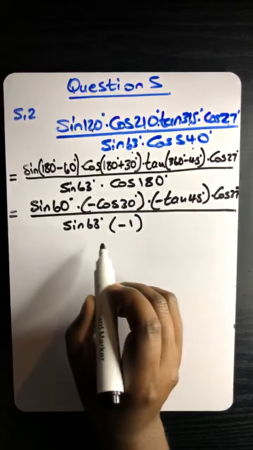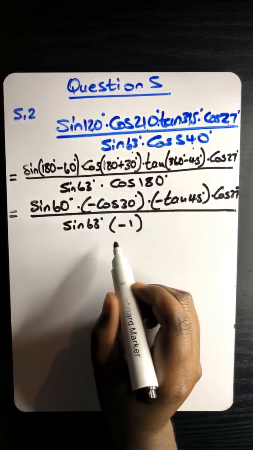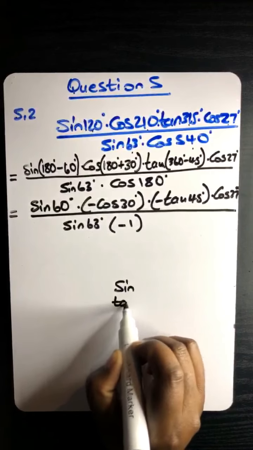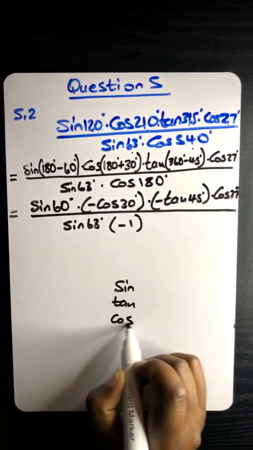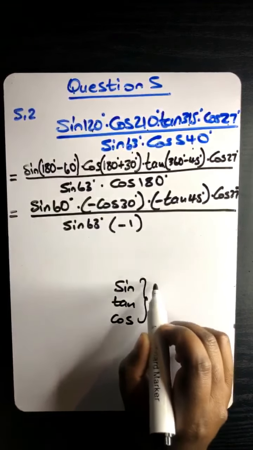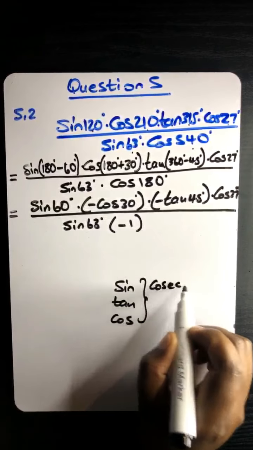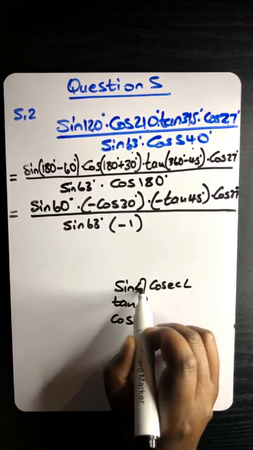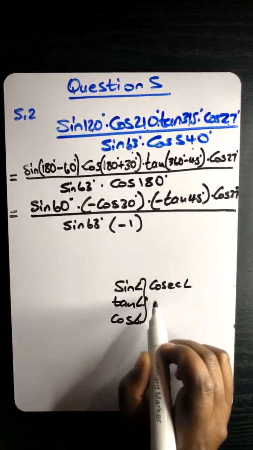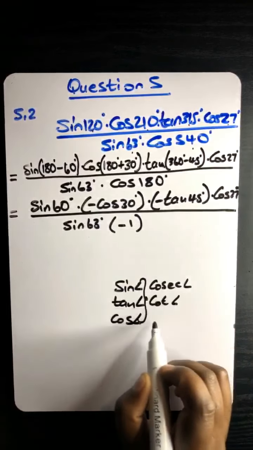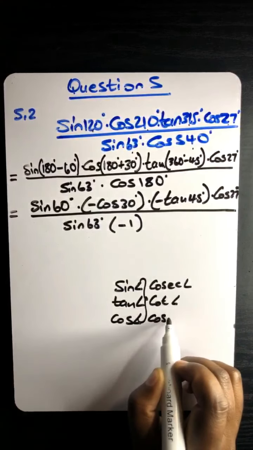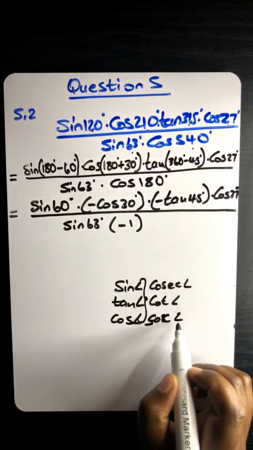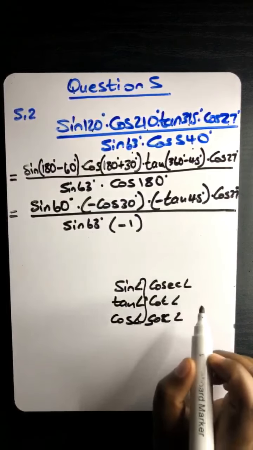So the angles, honorable members, angle is only on sine, tan, and cos, and also on the reciprocals: cosec, so this will be sine angle, tan angle, cos angle, cot angle, sec angle. So anything else is not an angle.